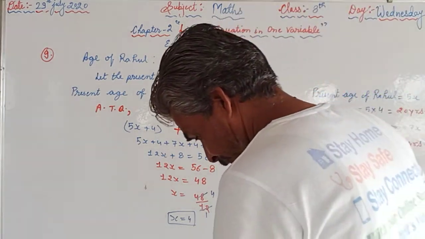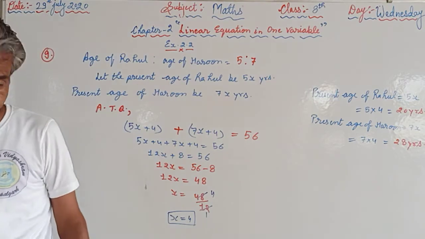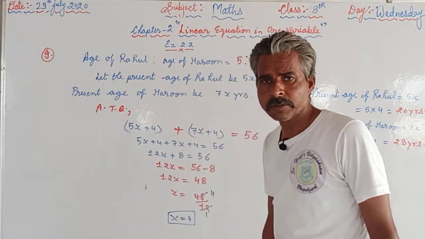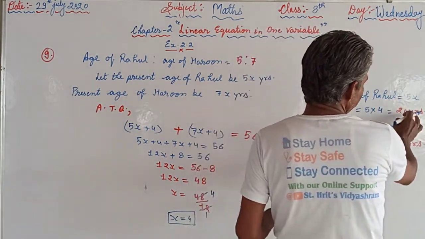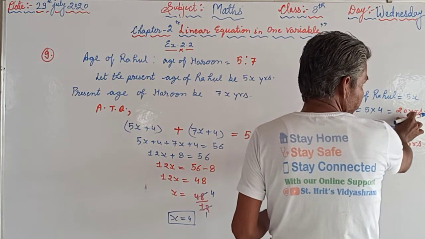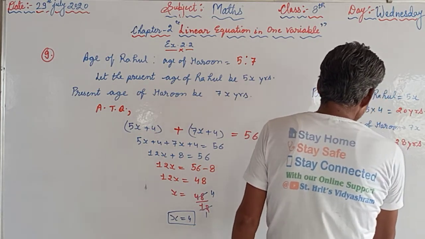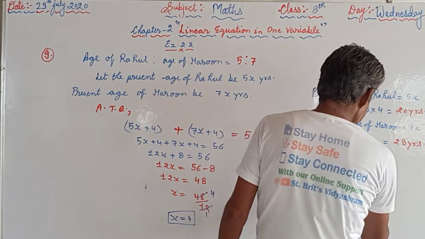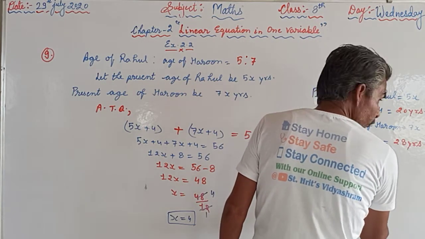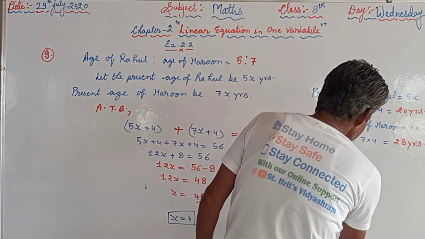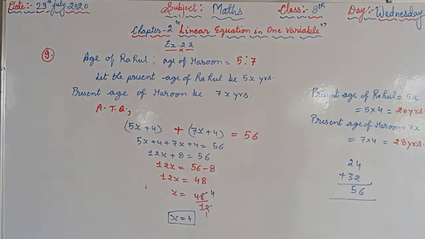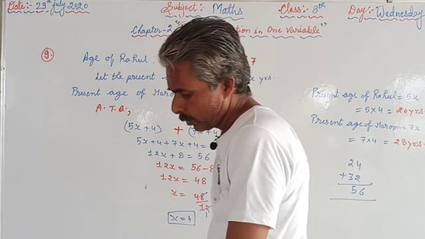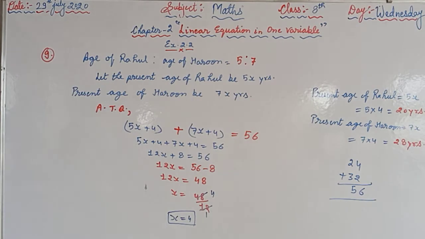So that is our answer. Afterwards we are supposed to verify, to check whether our answer is correct or not. So for verification, this is their present age, and we need their age after 4 years. Now the age of Rahul is 20. After 4 years it will become 24, and the age of Harun is 28. After 4 years it will become 32. We can add that: 4 plus 2 is 6, and 3 plus 2 is 5. So the sum of their ages after 4 years will be 56. That is right as given in the question. So like this we can proceed with the questions given in exercise 2.2.